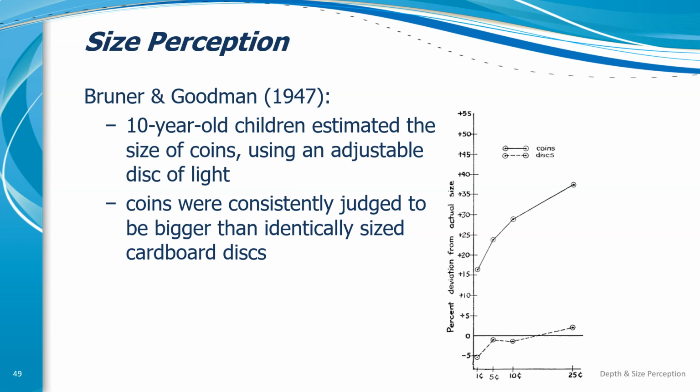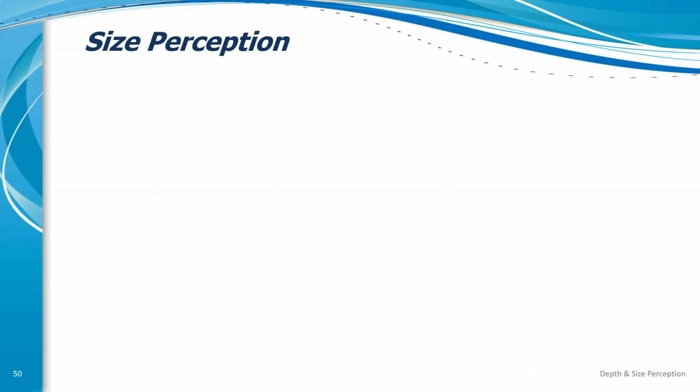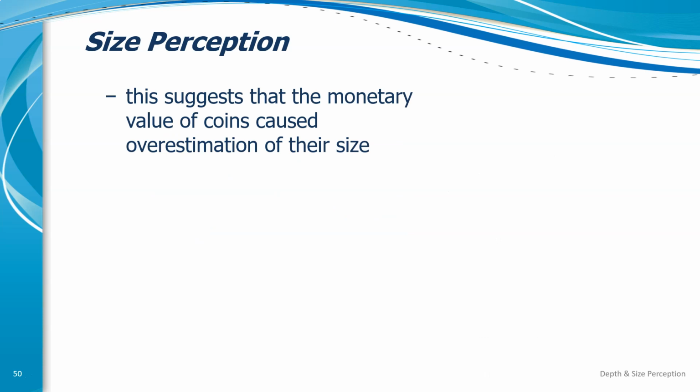Interesting. How are cardboard discs and coins different? Cardboard discs ain't worth nothing. But coins. In 1947, for 25 cents, you could probably get a house or something. So this is clear evidence of top-down processing. It's the monetary value of the coins that is contributing to the overestimation of the size.